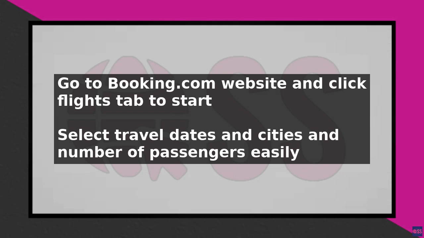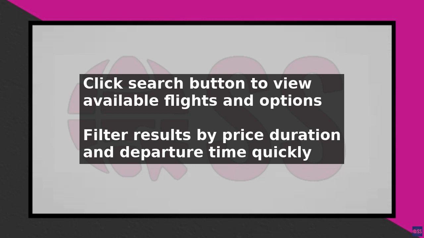Next, click the search button to view available flights. Booking.com will display a list of flights that match your search criteria, including the airline, flight duration, and price. You can filter the results by price, duration, and departure time to find the best option for your needs.